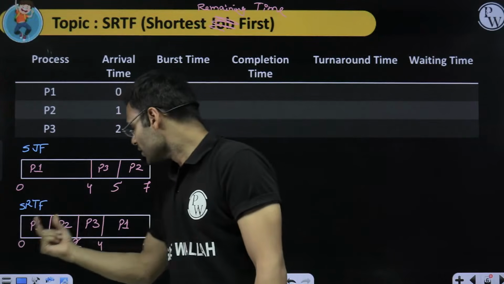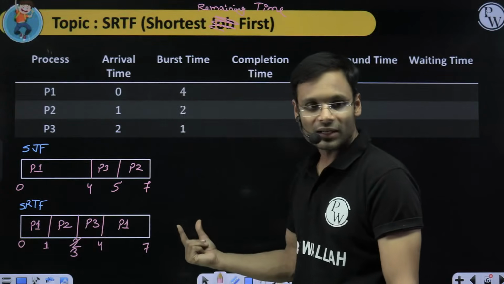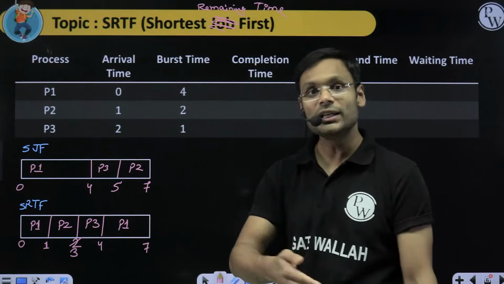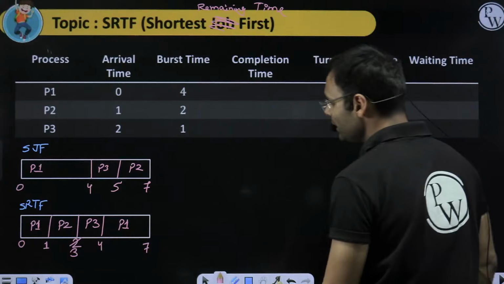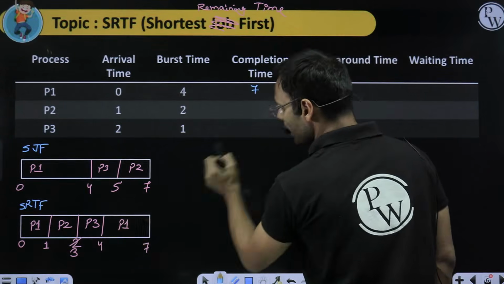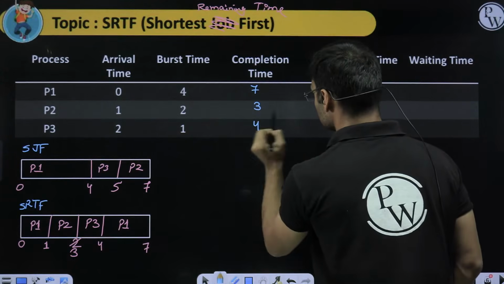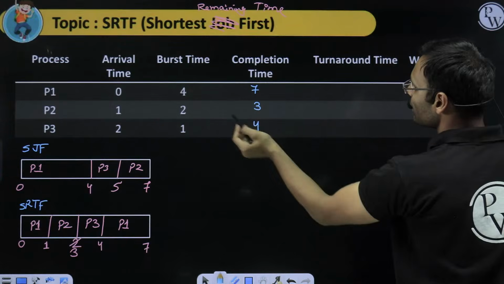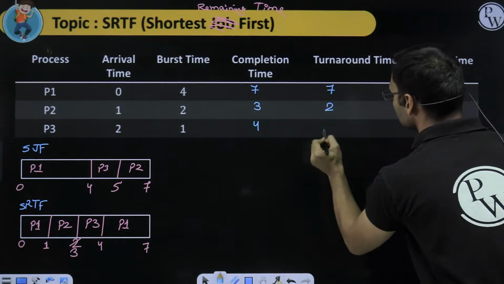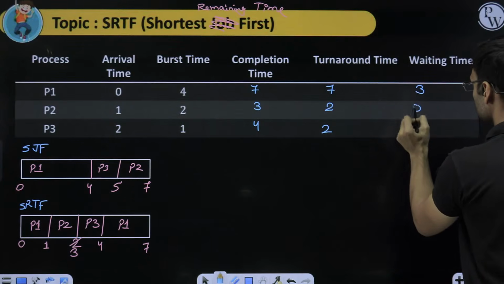Remember that in preemptive algorithms, a process may run sometime here, sometime here, sometime here like this. So just check the last timestamp when it is fully completing. P1 at 7, P2 at 3 and P3 at 4. Turnaround time is completion time minus arrival time. Waiting time is turnaround time minus burst time: 3, 0 and 1.